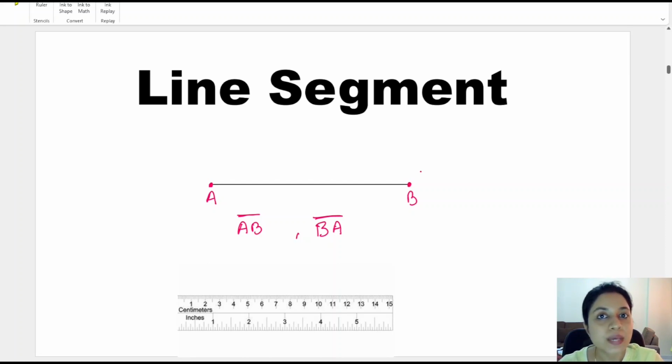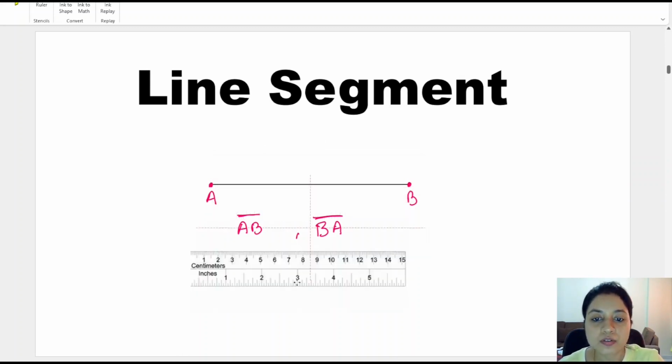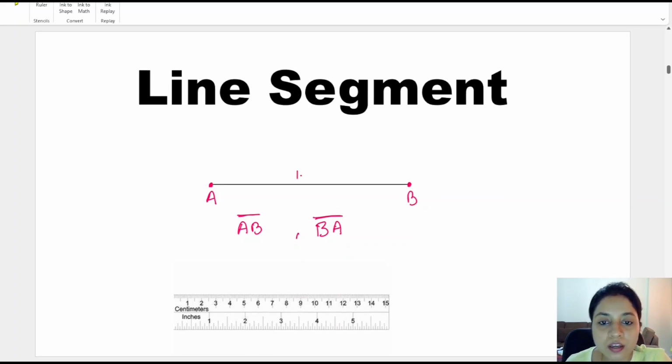We can also measure the length of this line segment. Let's measure it. As we can see here, it's of 14 centimeter. So this is the line segment which is of length 14 centimeter. We can also create different types of polygons with the help of this line segment only, where we can measure the length of each side with the help of ruler.